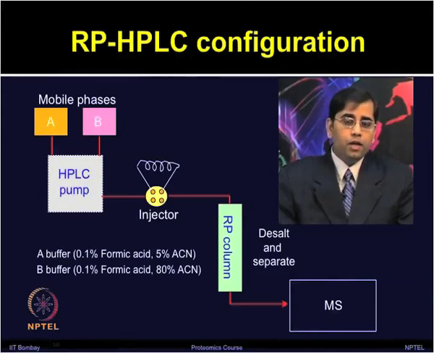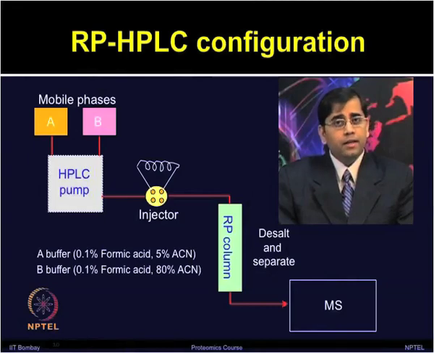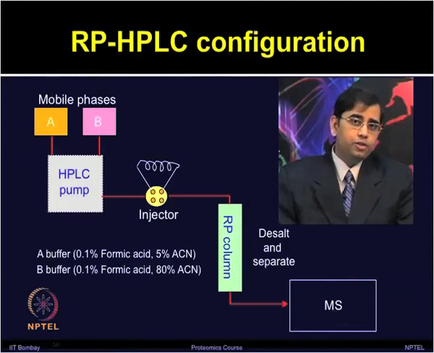So, first of all, equilibrate the system in buffer A, then load the peptides and wash those. Then run the gradient of increasing mobile phase B. Now, wash the reverse phase with buffer B and then re-equilibrate in A. In this way, the peptides can be separated, and prior to MS analysis, they can be desalted so that there is no interference of salt.